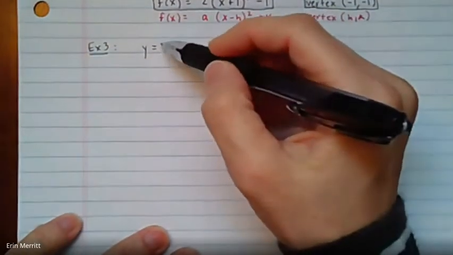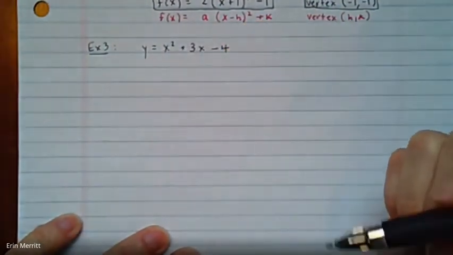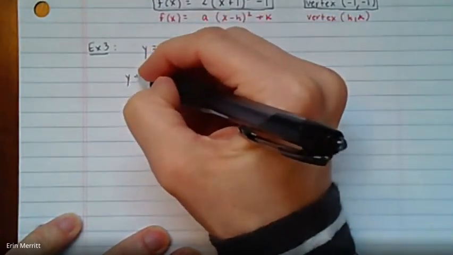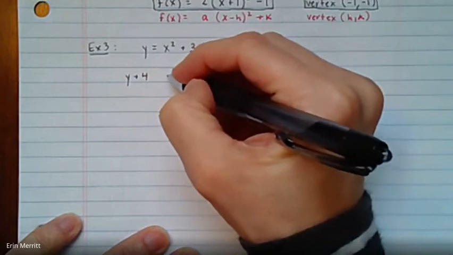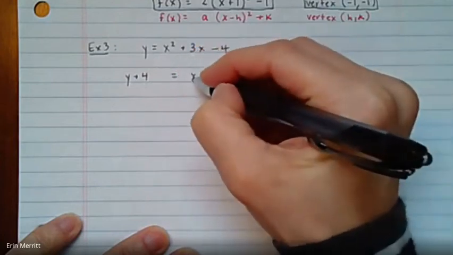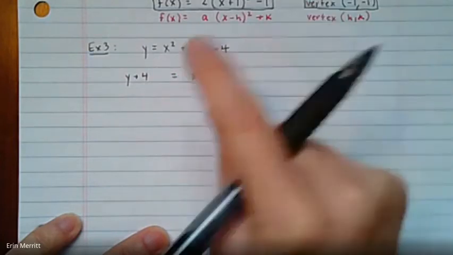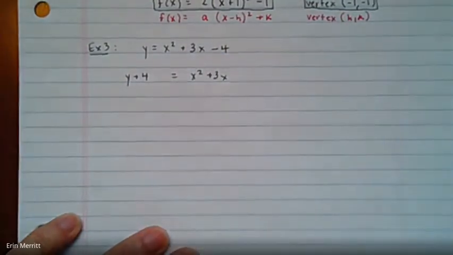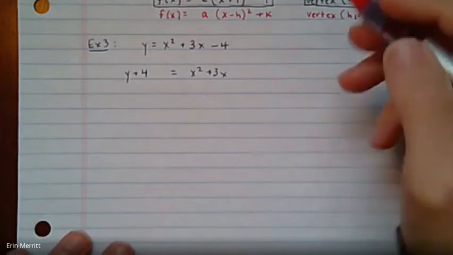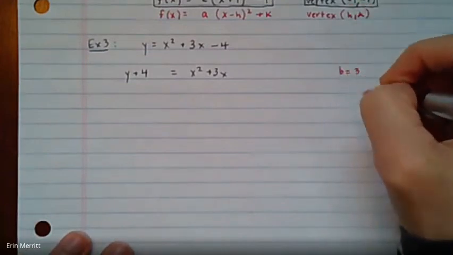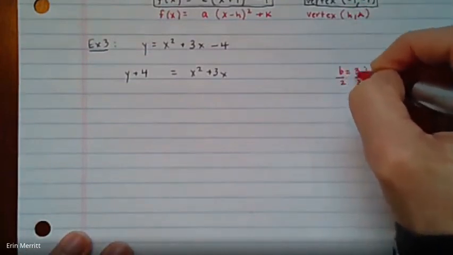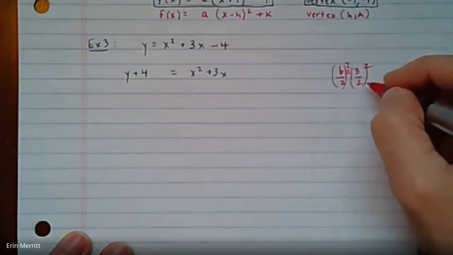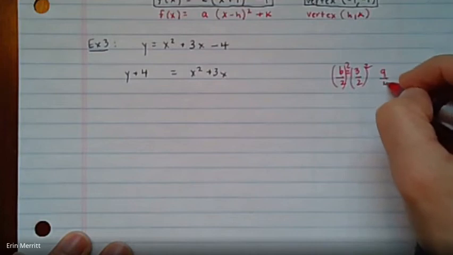So there's no leading term to worry about. We're good there, which means first step, move that constant to the other side. So that's going to make it y plus 4, and then equals x squared plus 3x. And leave yourself that little space there, all right? Now, when we look at the b term, this time it's a 3. So when I cut that in half and then square it, that's going to give me 3 over 2 times 3 over 2, or 9/4.